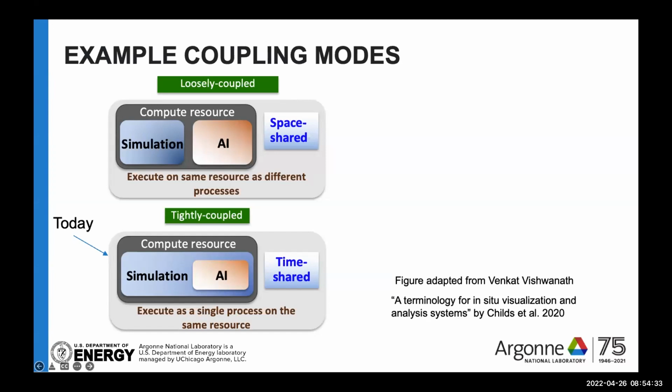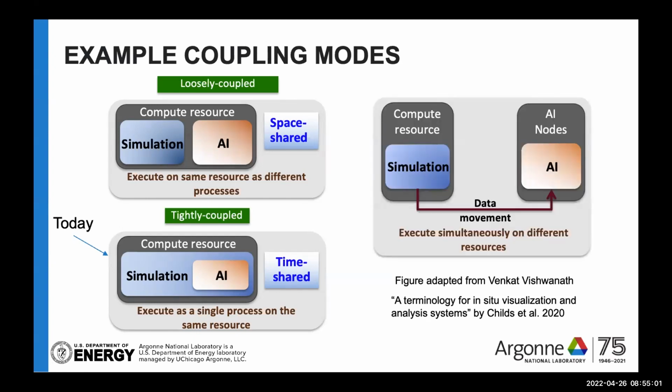So that's what we're going to do today. We have the simulation calling Python. I have AI in this diagram, but of course it doesn't have to be AI. It could be some kind of analysis or just Python in general. It says time shared because you have to switch between them: you run the simulation, you do Python, you go back to the simulation and so forth. There could also be an even more loosely coupled way where you have them on different resources, for example different GPUs, or even moving data between, say, a supercomputer and an edge device. So this is just some context: today, everything with PythonFOAM is tightly coupled.